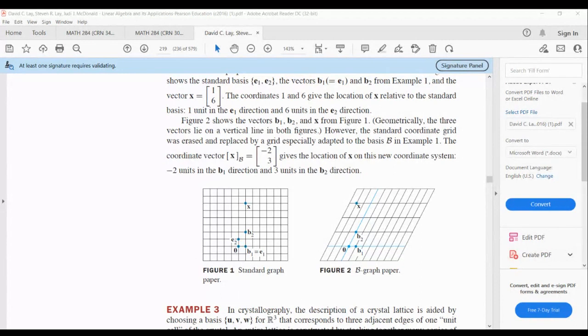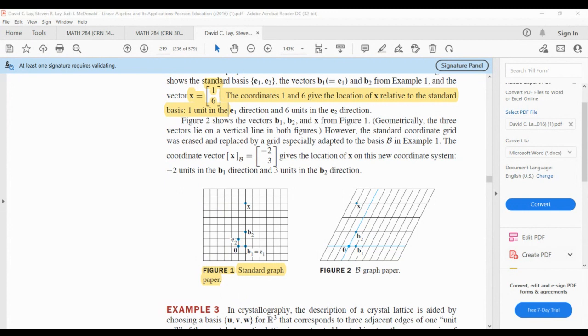They have the vector X, which is 1, 6. And of course, the coordinates 1 and 6 give the location of X relative to the standard basis, and that's what you see in figure 1. That's the standard quadrille graph paper you're used to seeing. From the origin, if you move 1 unit to the right and 6 units up, you get to the vector X.